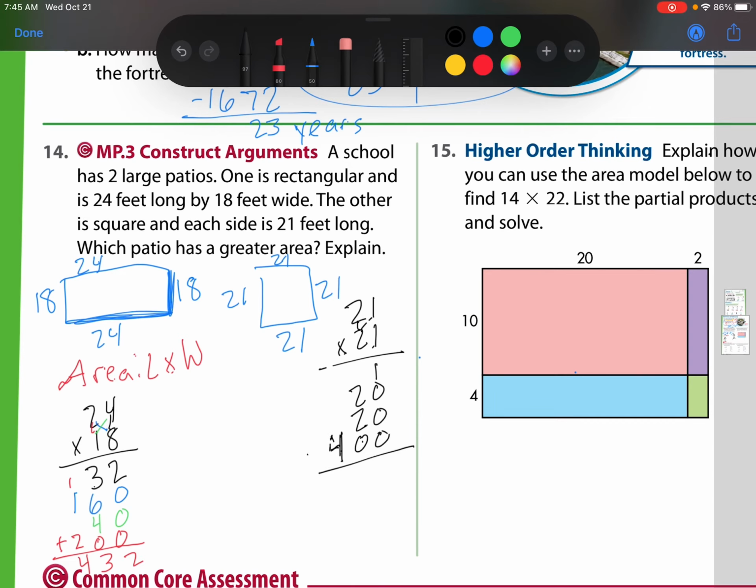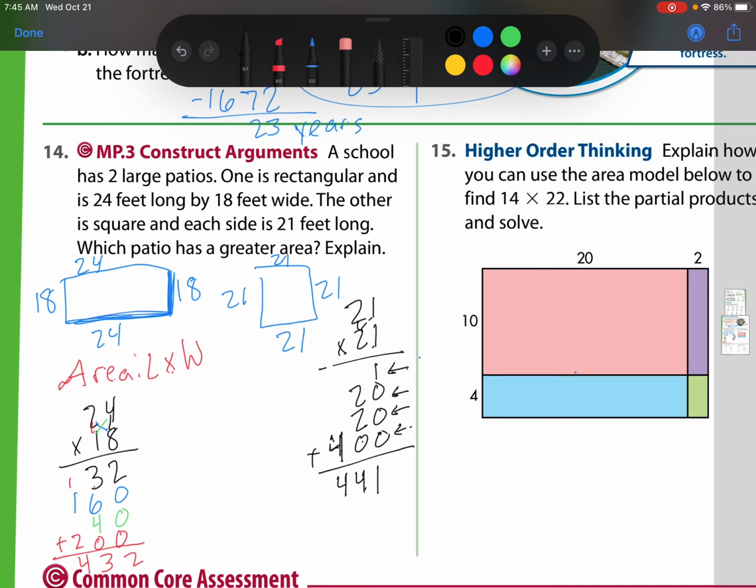Notice how I did not use the colors for that one because they're easy numbers to work with. So I didn't need to remember which ones I've multiplied. Remember, whenever we're multiplying 2 digits by 2 digits, we should always have 4 partial products. So what do we have for our square? Its area is 441. So which one has a bigger area?